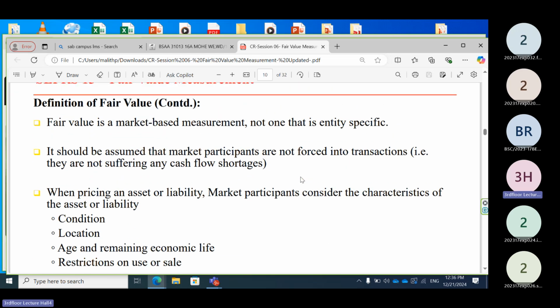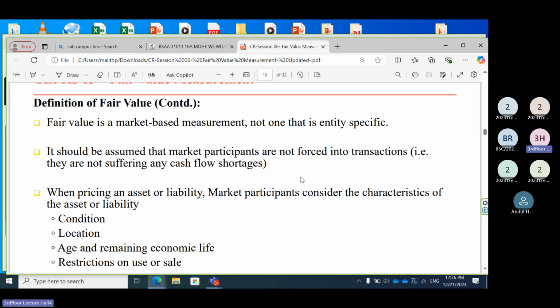And then we discussed that fair value is a market-based measurement, not one that is entity specific. Entity to entity, that can't be changed. We have to get it from the principal market. A fair value is not an entity-specific, person-specific, individualized number. It's a market-based number. So that's very important. Here we are discussing the fair value definition.